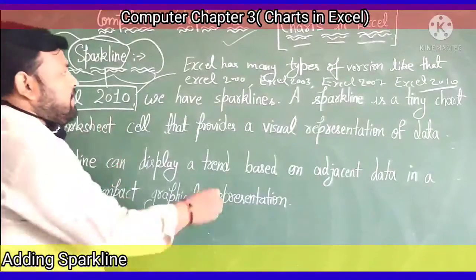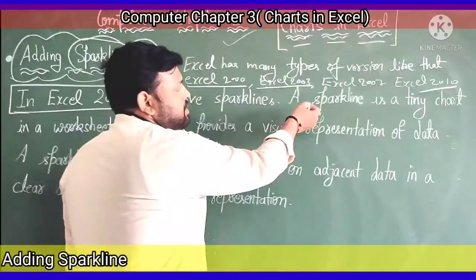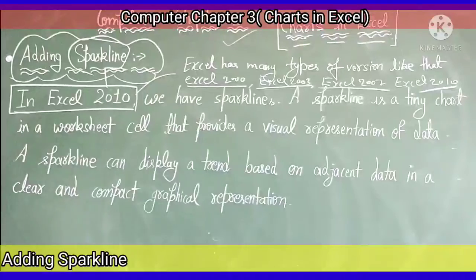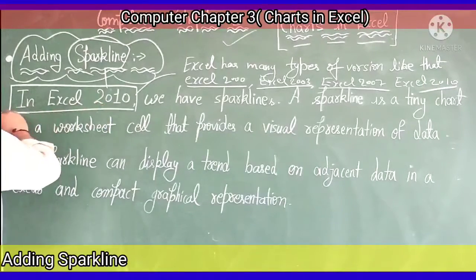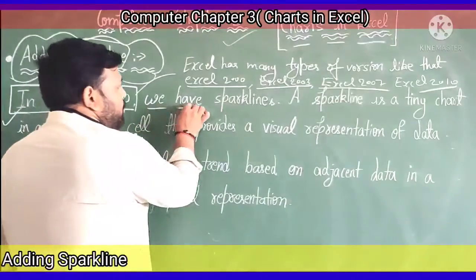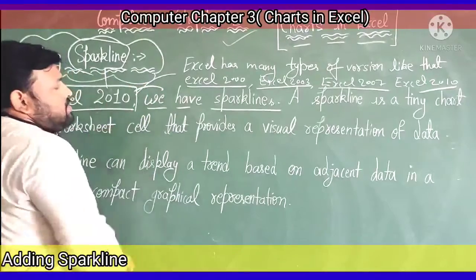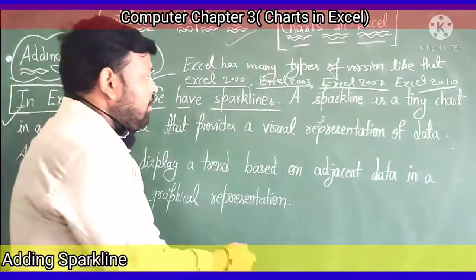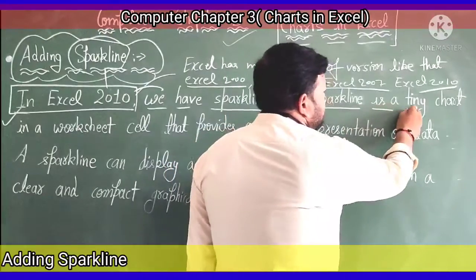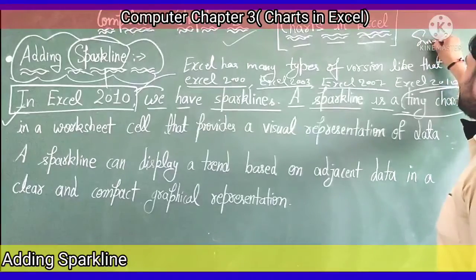This is not available in Excel 2000, Excel 2003, or Excel 2007. It starts from Excel 2010. Now further we have sparklines in Excel 2010. What is a sparkline? A sparkline is a tiny chart. Tiny chart means small chart.